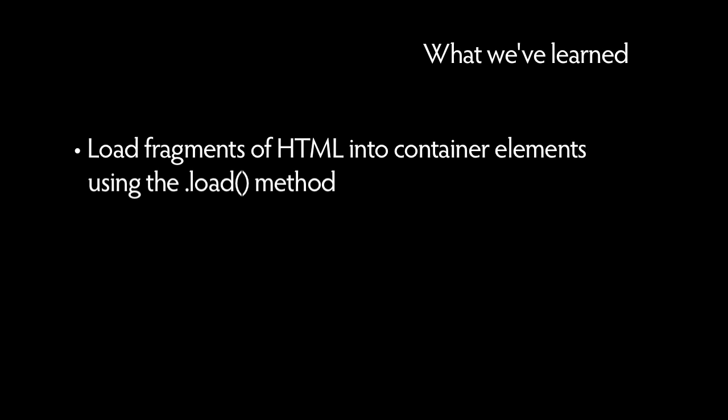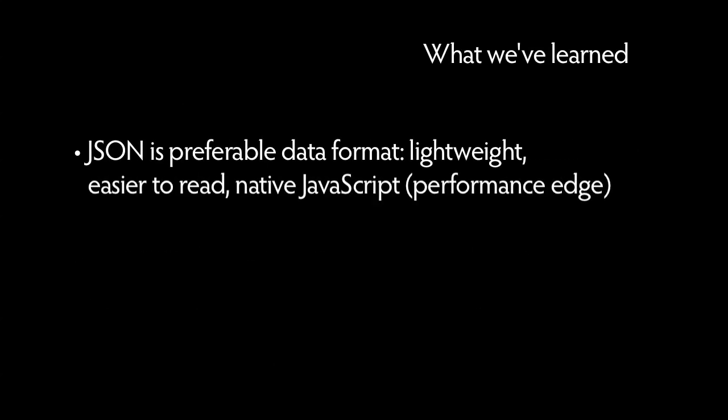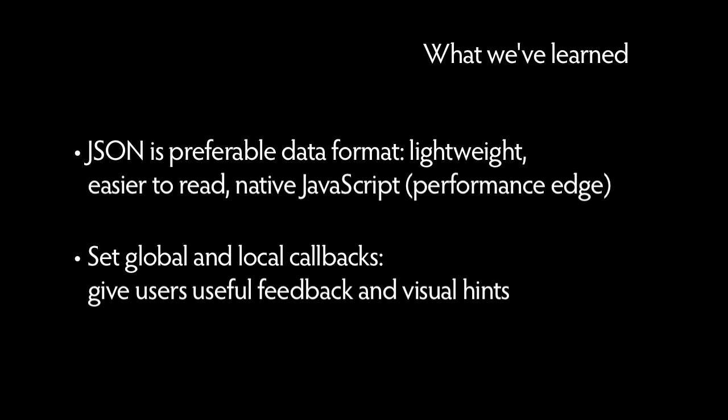In this Using AJAX with jQuery screencast, we've covered many topics. We've shown how to load fragments of HTML into container elements using the load method. We've shown how to traverse XML and use JSON to load data dynamically into multiple parts of a page. We've shown how JSON is the preferable data format because of its lightweight nature over the wire, which is great for mobile connections, its readability in the code, and its native JavaScript nature, which gives it a performance edge over HTML and XML. And we've shown how to set global and local callbacks in order to give users useful feedback and visual hints.